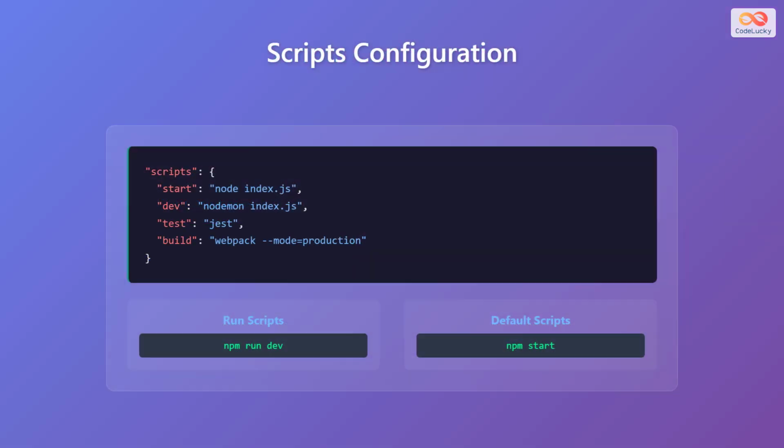The scripts section in package.json allows you to define custom commands for your project. Here are some examples. Start typically initiates the application using Node.js. Dev is used for development, often with tools like Nodemon for automatic server restarts. Test runs your project's test suite, often using a testing framework like Jest. Build is used for building or compiling your application, especially when using tools like Webpack. To run these scripts, you can use npm run, followed by the script name, such as npm run dev. For default scripts like start, you can simply use npm start.